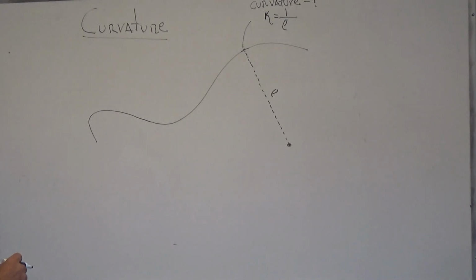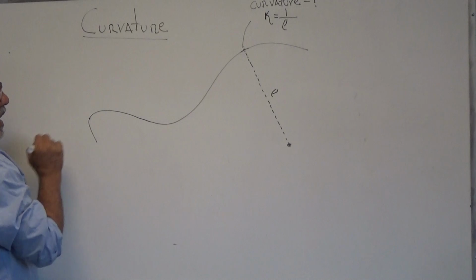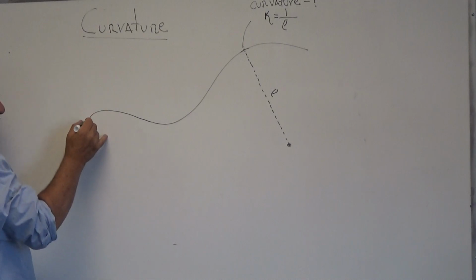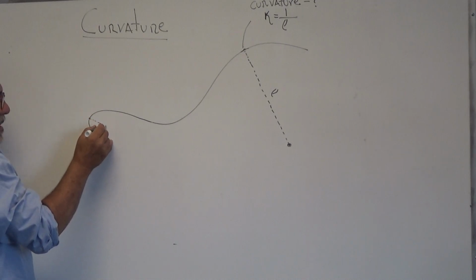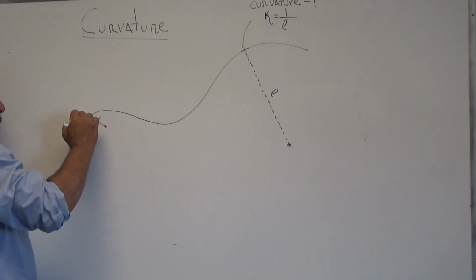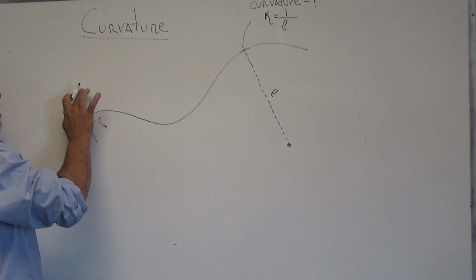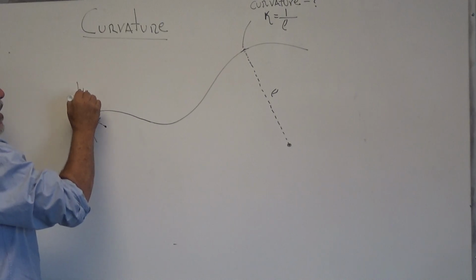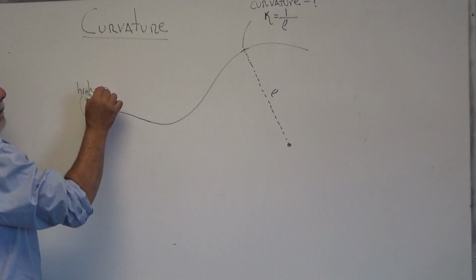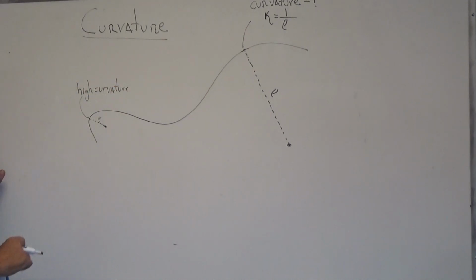Okay? If you look at this point right here in this curve, I can see that the radius of curvature there is small, right? That is, the thing is very curved. So rho is small, so here this is a point of high curvature, right? Because the compass opening is small.